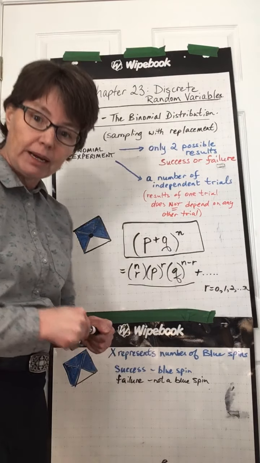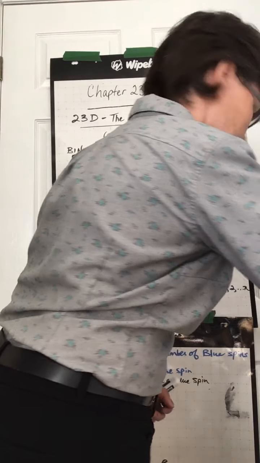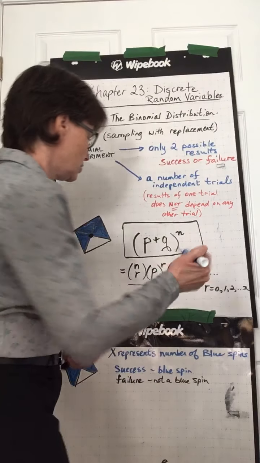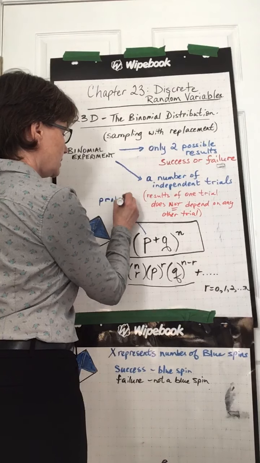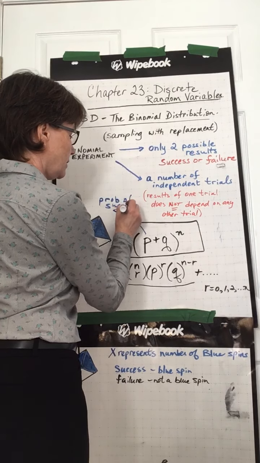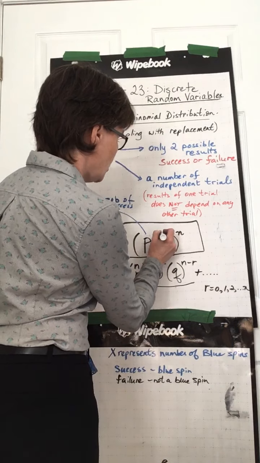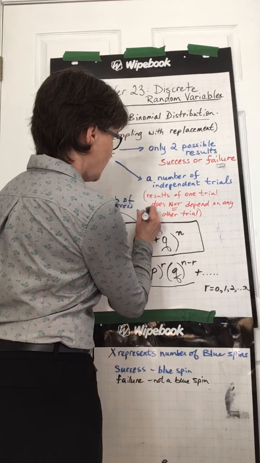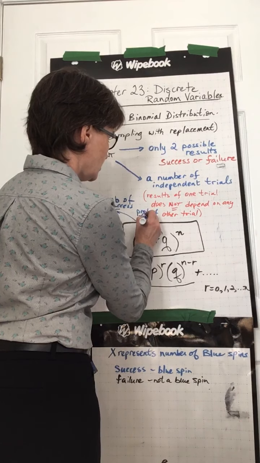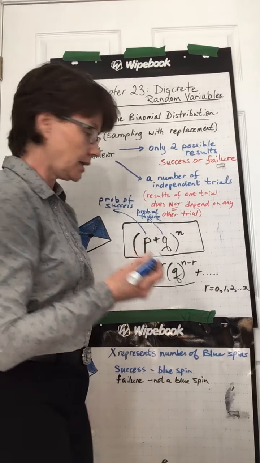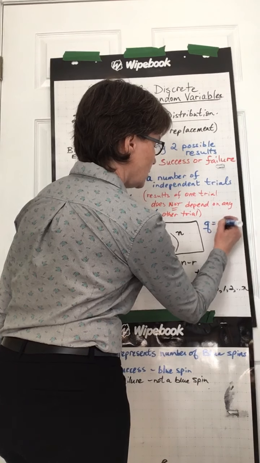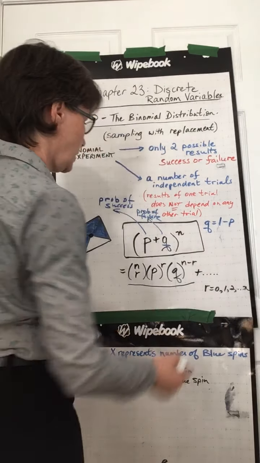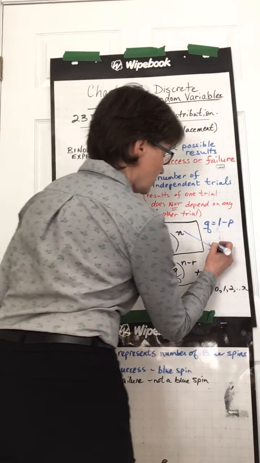Okay, now, for binomial distribution, where's my blue? Here it is. For binomial distribution, P represents the probability of success. Super important. Probability of success. Q represents probability of failure. So those two things will equal 1. Okay, so if we don't know the probability of failure, we can find it because Q will always be equal to 1 minus P. Okay, and N represents the number of trials.